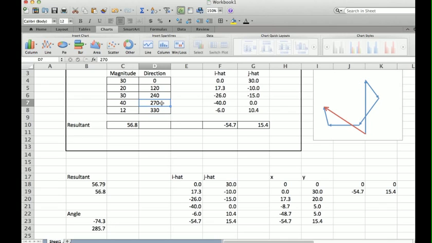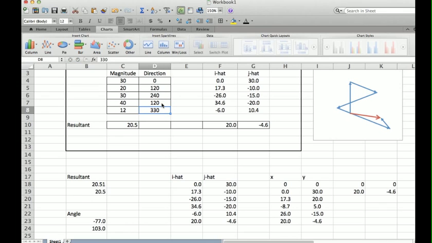Let's try to get in a different quadrant. Okay, now I'm in a bottom right quadrant. So I should have a negative angle, which I do, and it should be taking 180 technically plus that, or subtracting it, 103. So it looks good. I think it looks good.